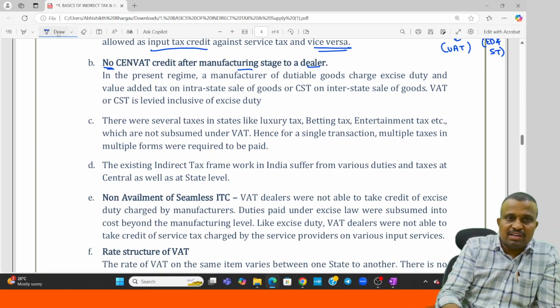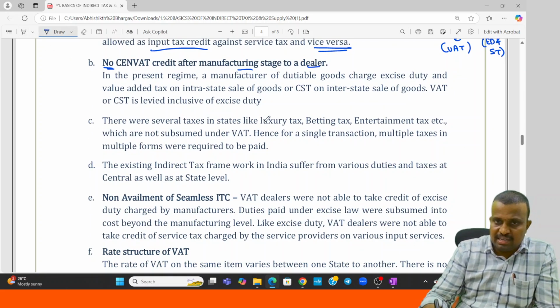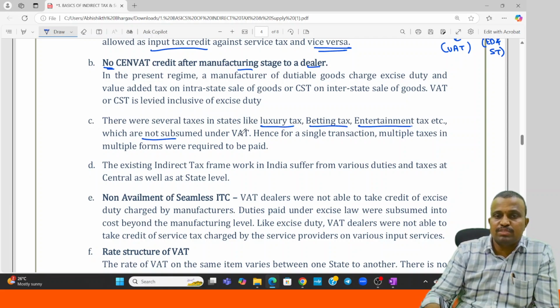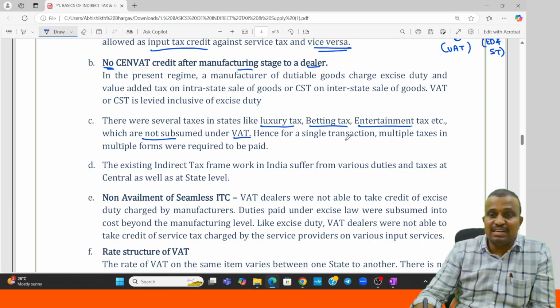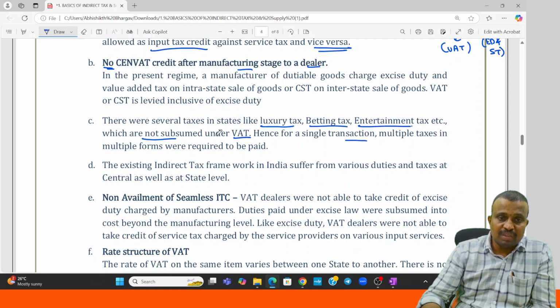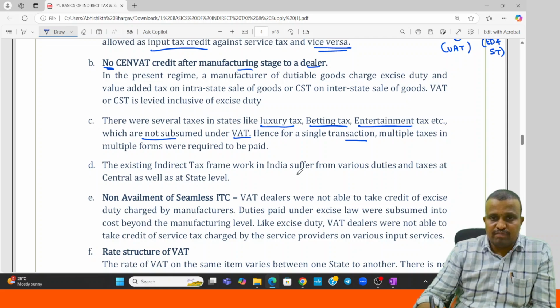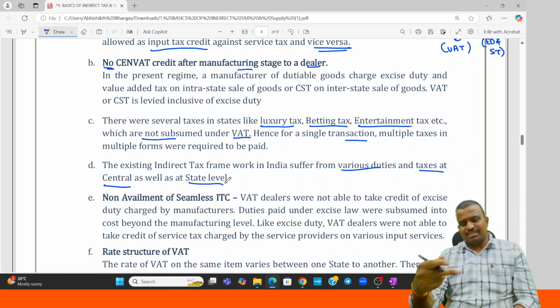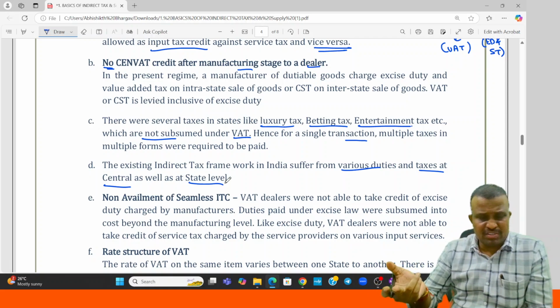There were several indirect taxes, like luxury tax, betting tax, and entertainment tax, which are not subsumed under VAT. Hence, for a single transaction, multiple taxes or multiple forms were required to be paid. The existing indirect tax framework in India suffers from various duties and taxes at the central level as well as the state level. In the next topic, we'll discuss this.